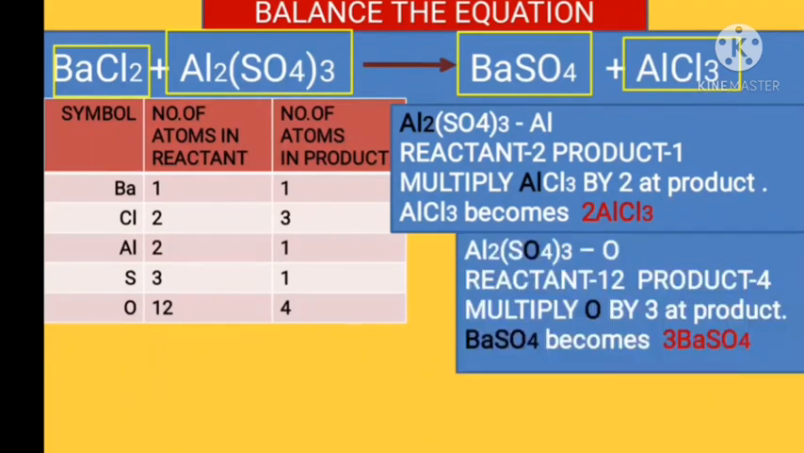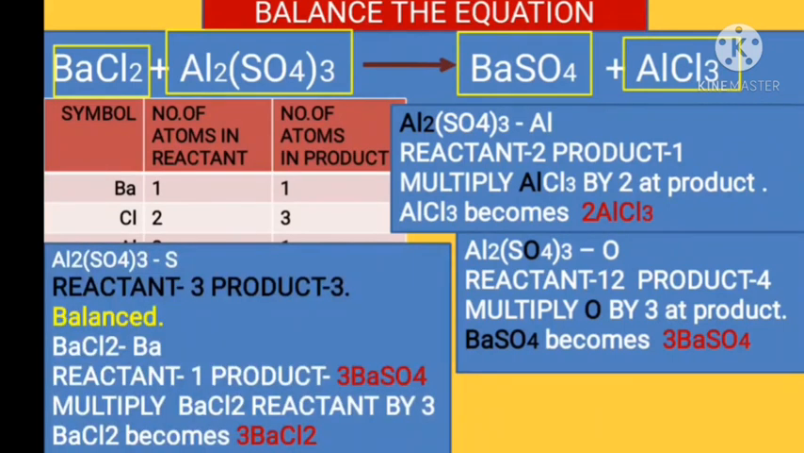Now let us balance the next one. Oxygen in aluminum sulfate. In the reactant side we have 12 oxygen, in the product side we have 4. So multiply the oxygen by 3 at the product side. So barium sulfate now becomes 3 molecules of barium sulfate. And the next one is sulfur in aluminum sulfate. Reactant side we have 3 and product side we have 3. So no need to balance. It is already balanced.